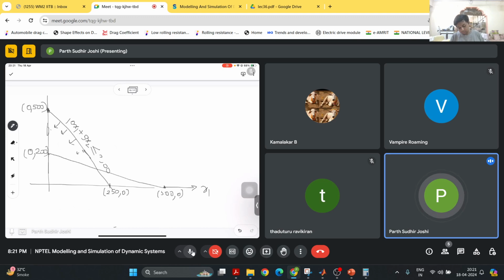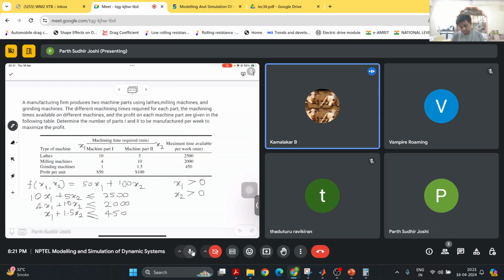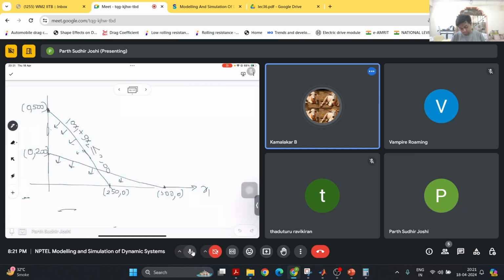Then the third constraint. So even in this case, 450, 0 to 0, 300.